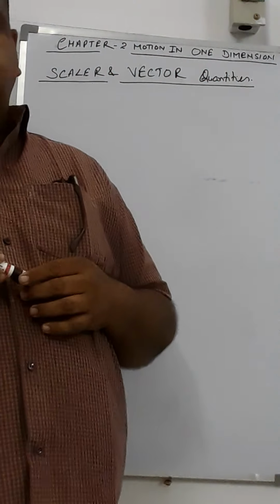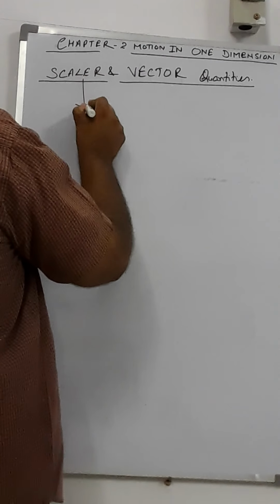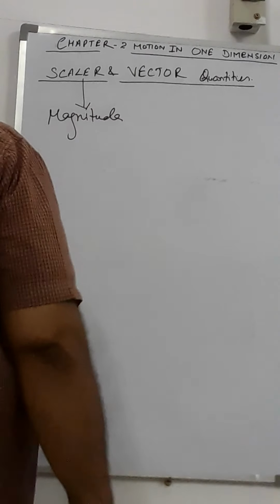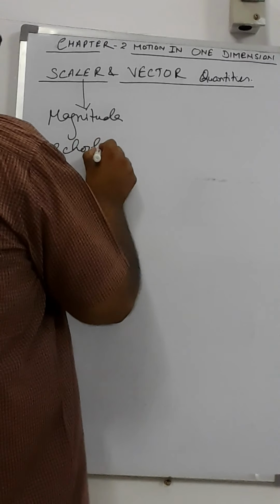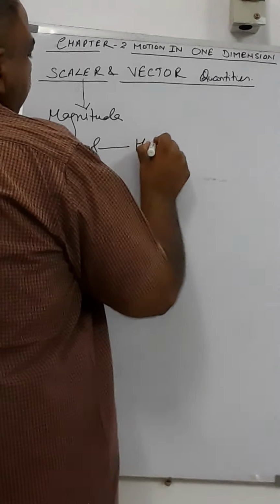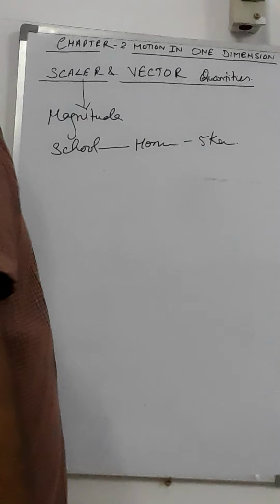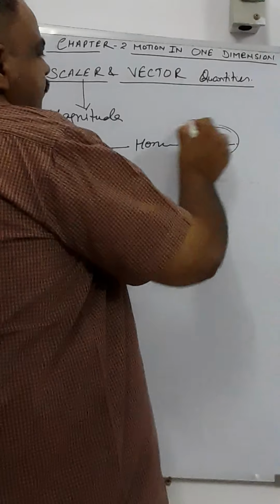First of all, the scalar and the vector quantities. The scalar quantities are those quantities which have only magnitude. For example, the distance from school to home, 5 km. This 5 km is only magnitude, so it is a scalar quantity. It does not give any direction.